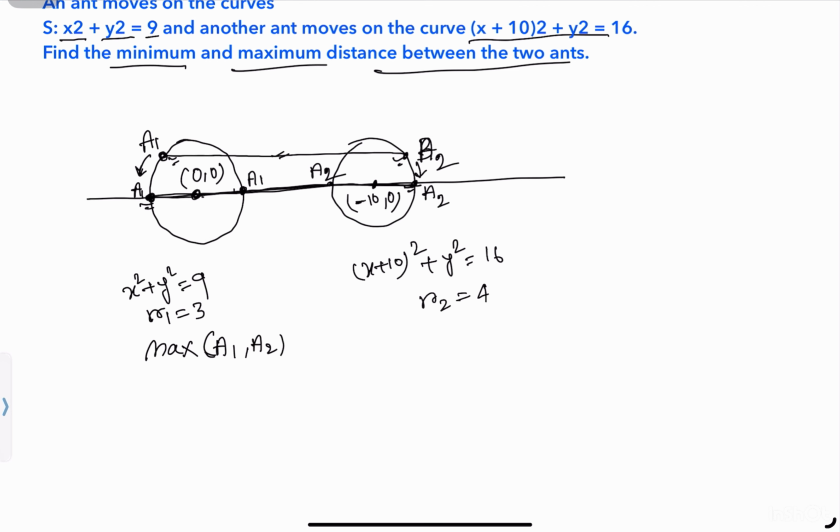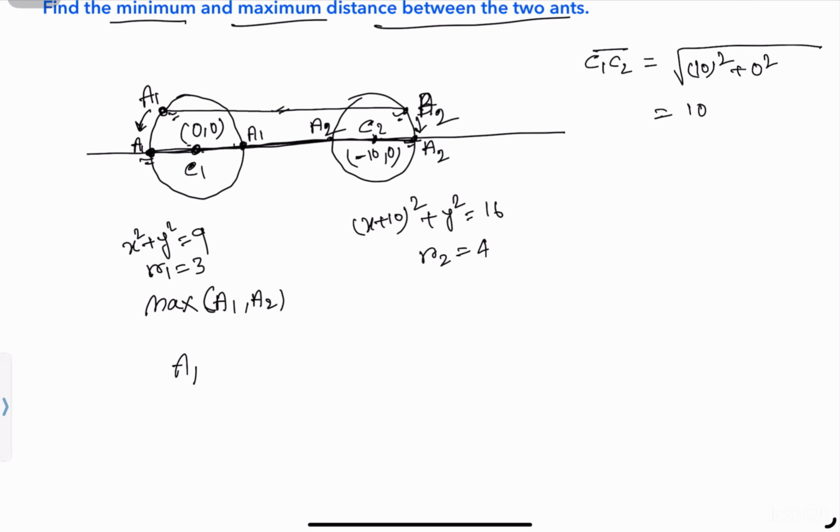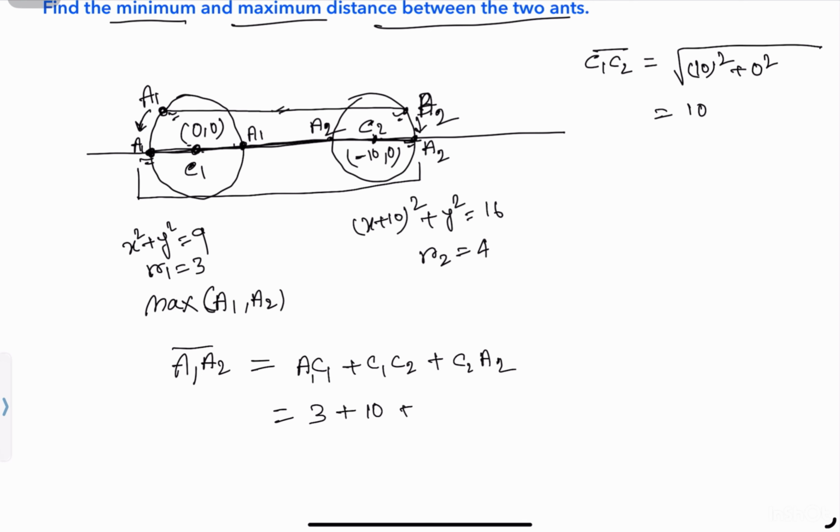Now tell me one thing. What is the distance between the two centers of the circles? By the distance formula, C1C2 equals square root of 10 whole square plus 0 square. The answer will be 10. From C1 to C2 is 10, and I have to find the distance of A1A2, from here to here. This is A1C1 plus C1C2 plus C2A2. A1C1 is the radius 3, C1C2 is 10, and C2A2 is 4. So the maximum distance is 17.